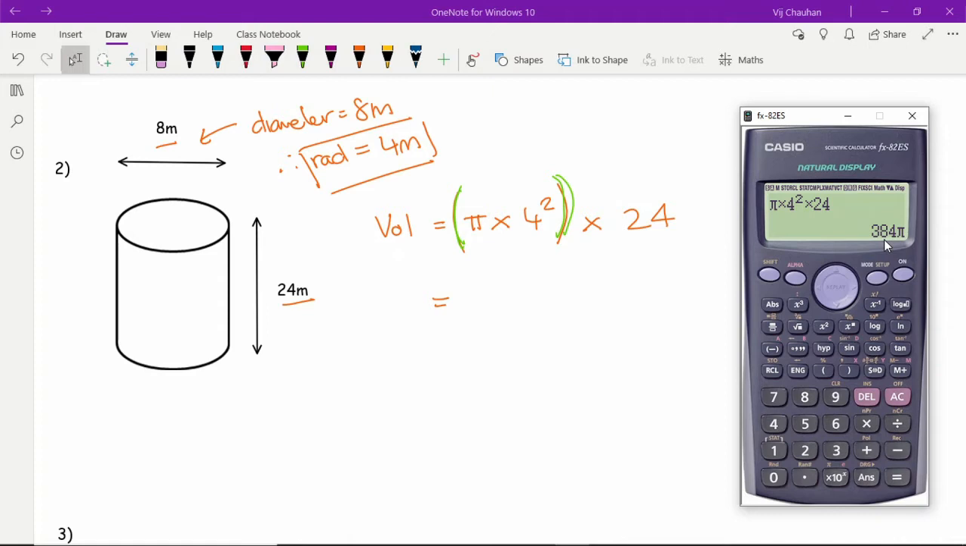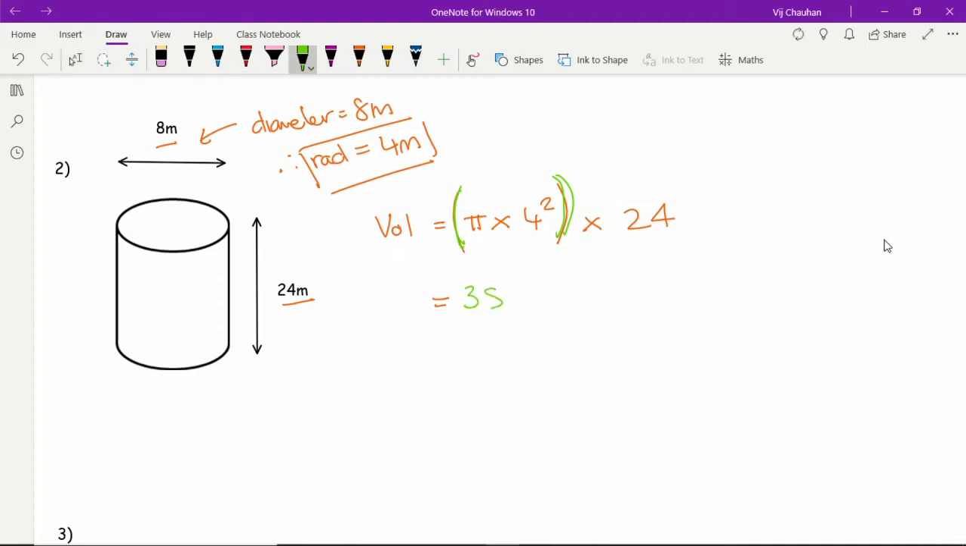So I've got 384 pi, and this is your answer in terms of pi. And if I press the SD button on my calculator, that will give me an answer of 1206.371579, and that's in metre cubed.